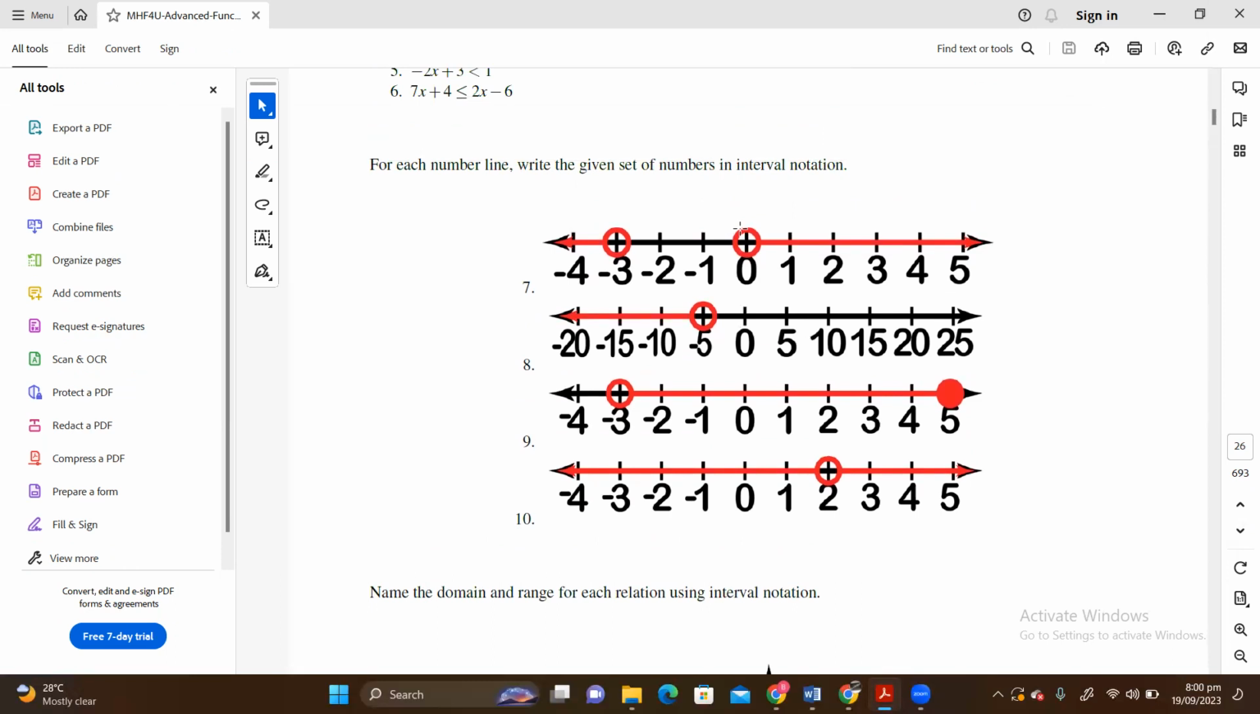Quickly tell me the intervals for each of the number lines. The interval is -3 not included and 0 not included. So -3 and positive infinity.